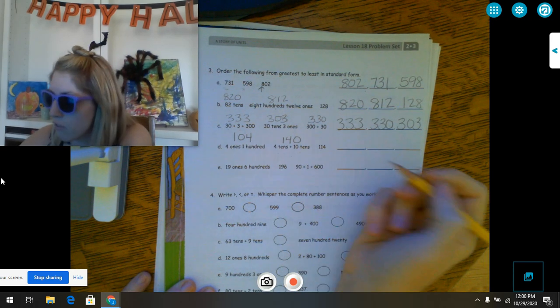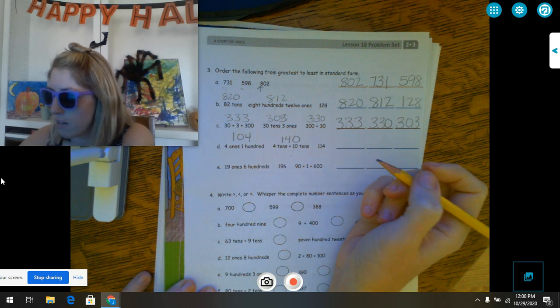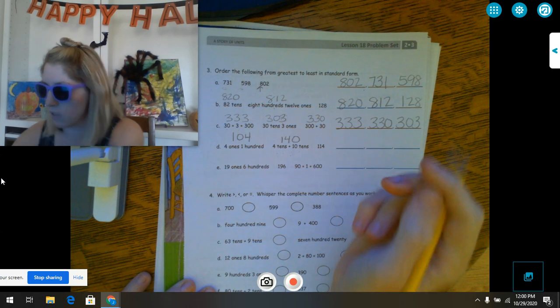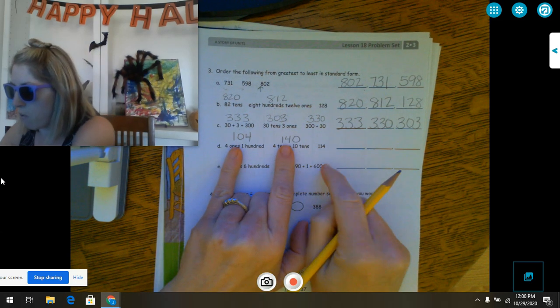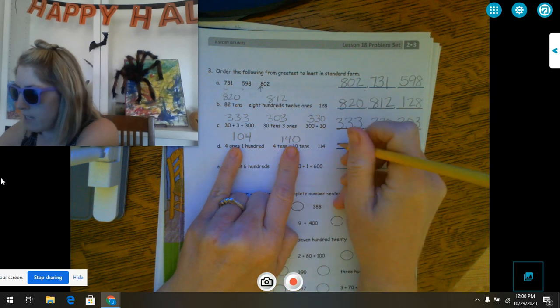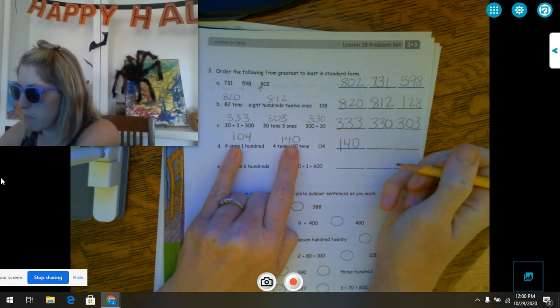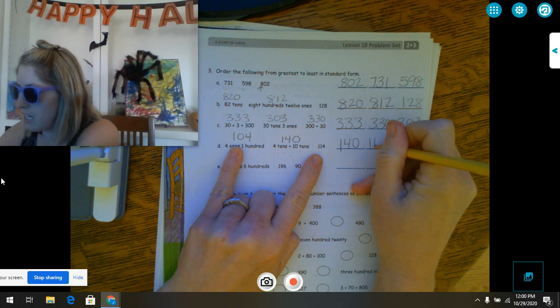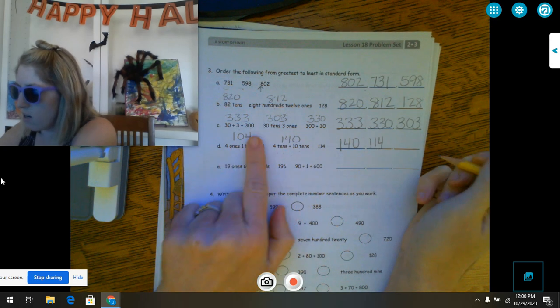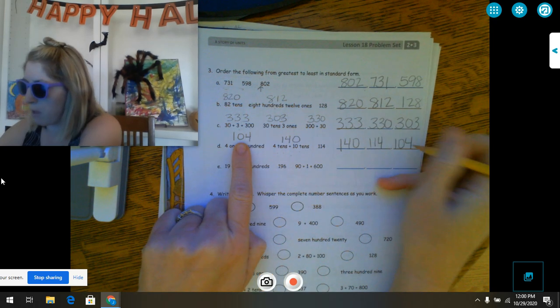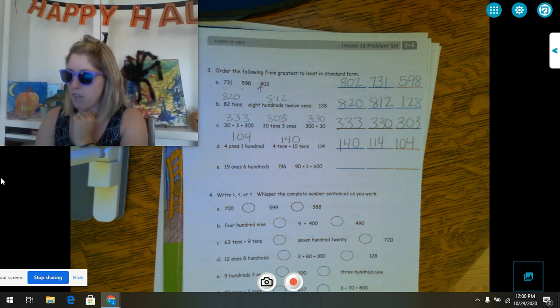Okay, and then 114. All right, they all have a 1 in the hundreds place. So let's look at the tens. We have a 0 and a 4 and a 1. The 4 is the greatest, so 140 is our biggest number. 114 our next, and our smallest one here is 104. All right, one more of these.